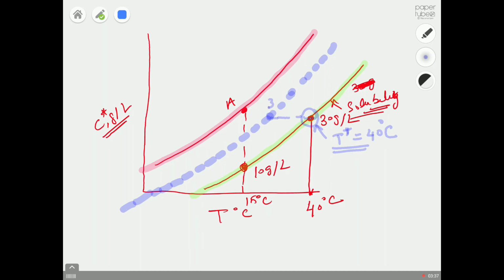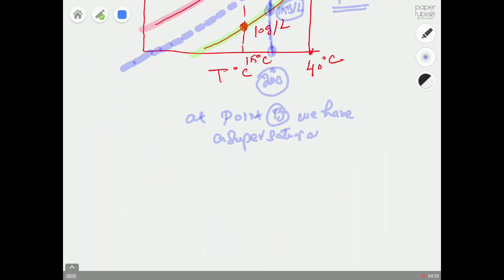Let's call this point B, and then you come down. Say this point meets at 20 degrees centigrade this time, and the solubility at that 20 degrees centigrade is, for example, 15 grams per liter. So what we need to do is create a solution of 30 grams per liter, cool it down to point B, and at point B we have a supersaturated solution, but nucleation is least expected, or least likely.